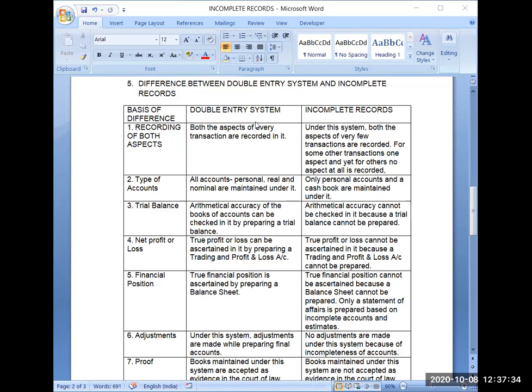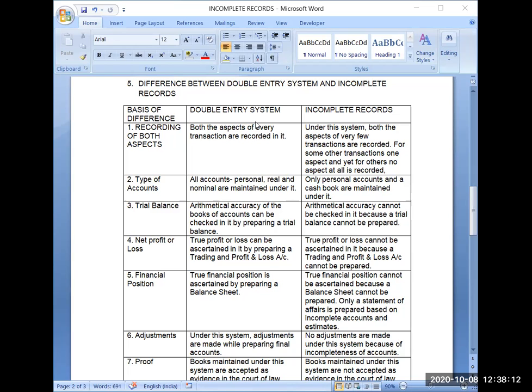Then second is types of accounts. So in trial balance, you will find all types of accounts, like personal accounts, like debtors and creditors. Then real accounts are there. You are maintaining your assets accounts also, and you are maintaining accounts for your expenses and incomes also. So nominal accounts will also be there. But in incomplete records, you are not maintaining proper accounts for real accounts and nominal accounts. Mostly whatever accounts you are maintaining are generally personal accounts to keep a track record of your debtors and creditors especially.